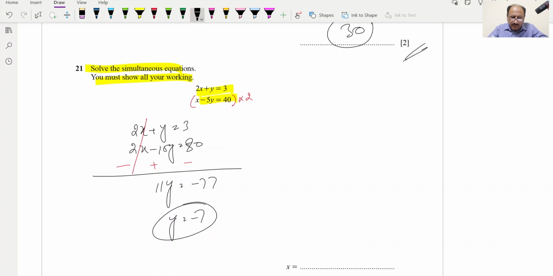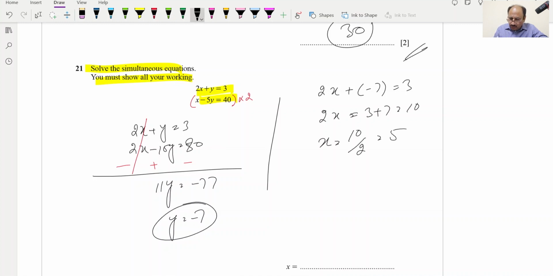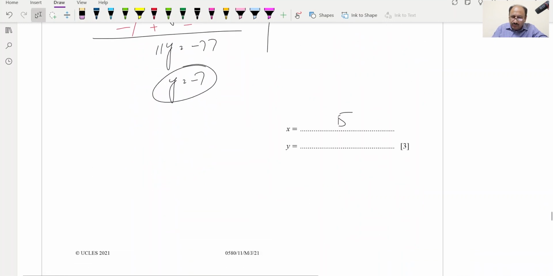So y is equal to minus 7, and we can replace y is equal to minus 7 in any of these two equations. I am replacing in the first one, so this will be minus 7 is equal to 3, so 2x is equal to 3 plus 7 which is equal to 10, so x will be equal to 10 over 2 which is equal to 5. So x will be equal to 5 and y will be equal to minus 7. This is a 3-mark question which we are done.